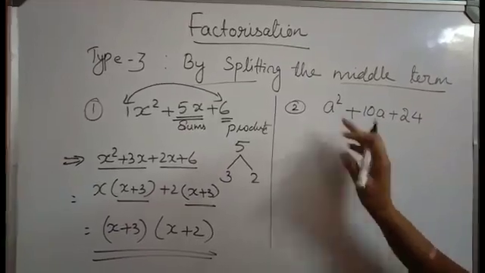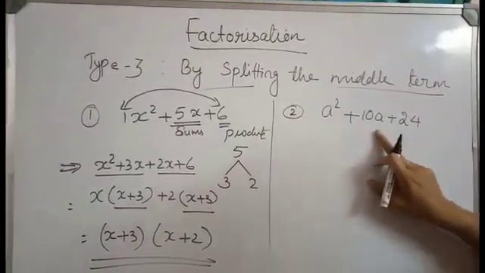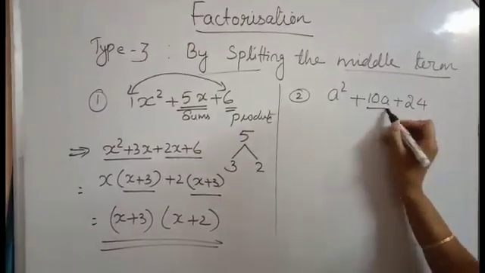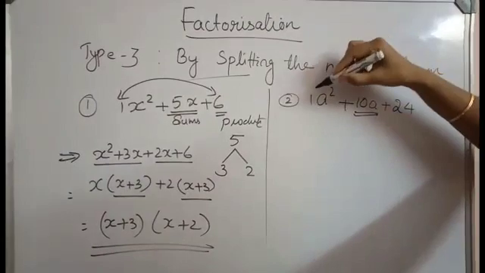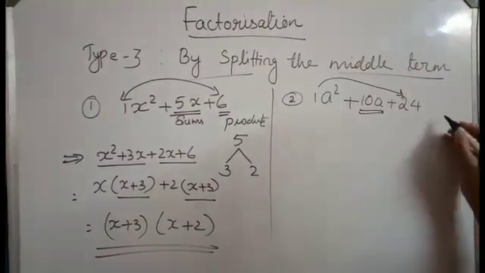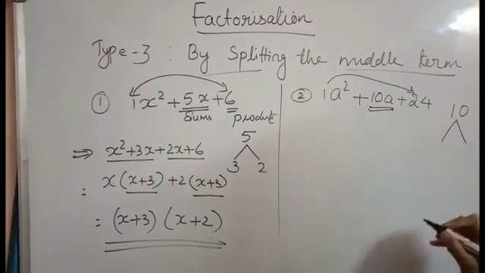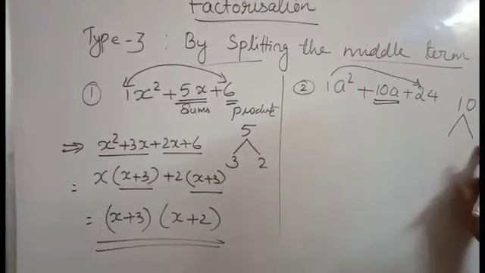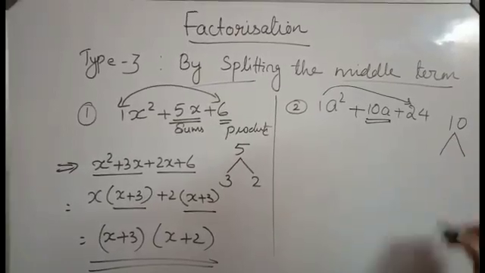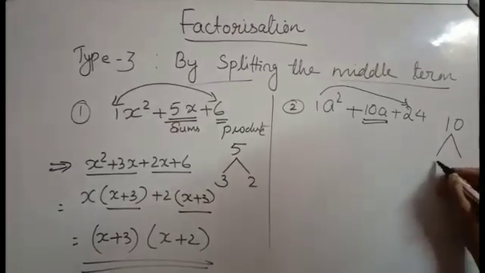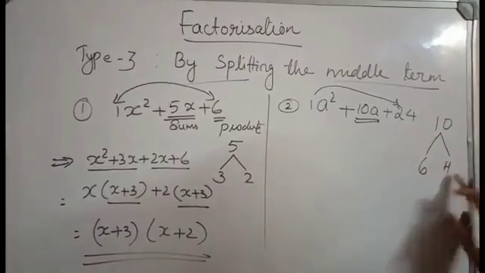Consider one more example for type 3. Look at the expression, that is a square plus 10a plus 24. Here the sum is 10 and the product is 24, since the coefficient is 1 here. You need to split this 10 into 2 numbers such that the sum of those two numbers is equal to 10 and the product should be equal to 24. So the numbers are 6 and 4. 6 4s are 24 and 6 plus 4 is equal to 10.